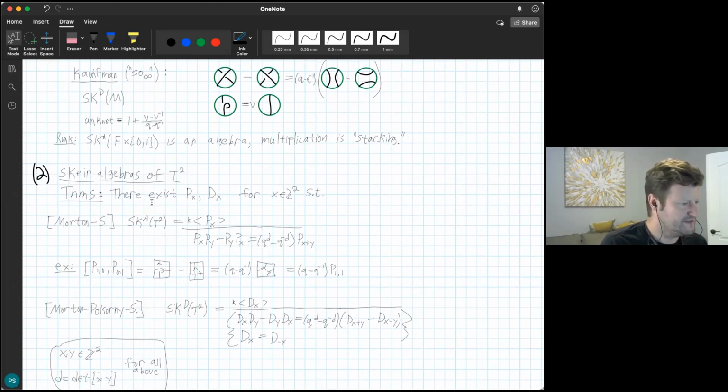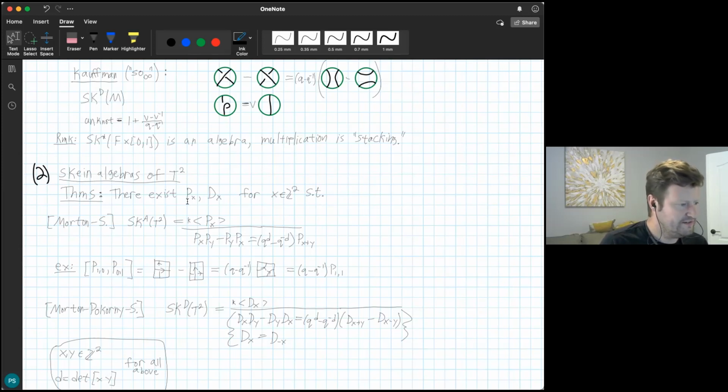This is really two theorems. Each of these algebras has generators that are labeled by points in Z squared. So each generator is a sum of knots, or sum of links. So you should think of this x as measuring their homology class, roughly.